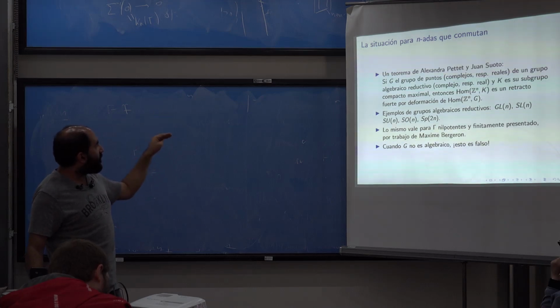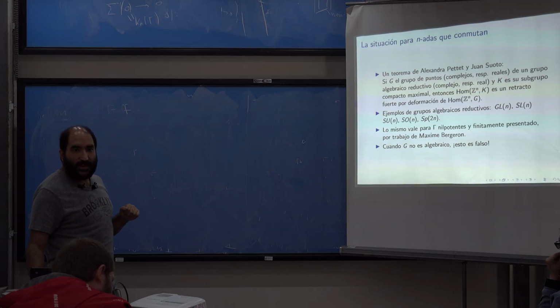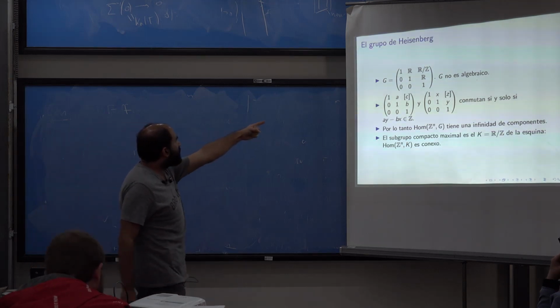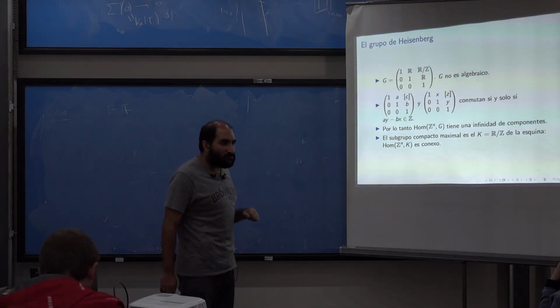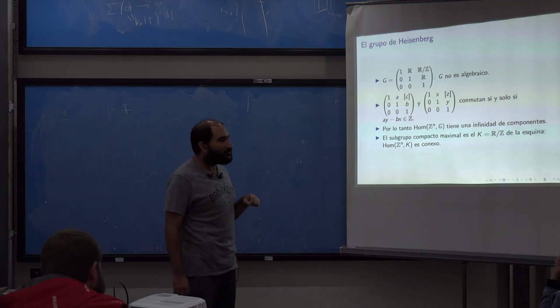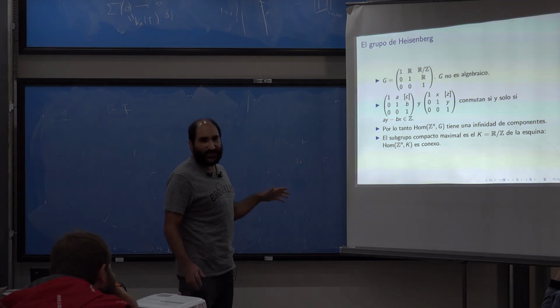So all of these results are for reductive algebraic groups. And it's definitely not true if the group is not algebraic. Here's a simple example. This is one of several very similar groups called the Heisenberg group. That group is not algebraic. And I think there are a bunch of algebraic geometers here who are well aware of this.